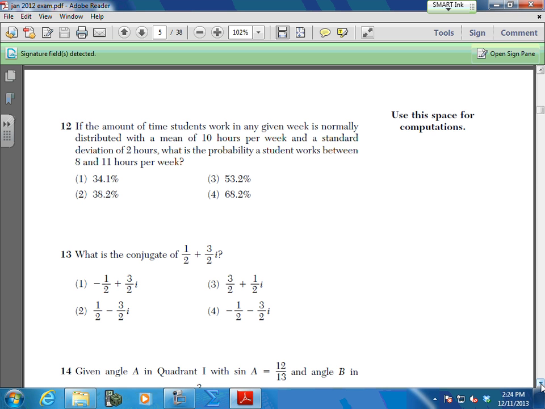Number 12, if the amount of time students spend working any week is normally distributed, there's your bell curve, with a mean of 10 hours and a standard deviation of 2 hours, what is the probability that a student works between 8 and 11 hours? Notice they're looking for percents from your curve.